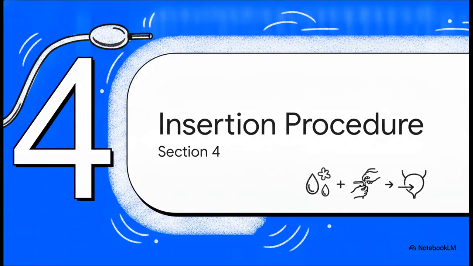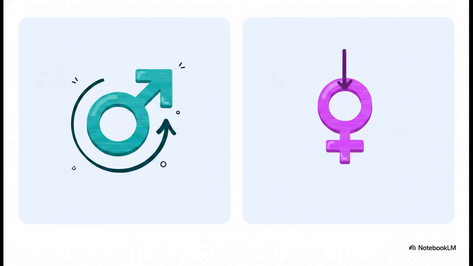Which brings us to Section 4. The actual insertion procedure. You've got to memorize these subtle prep differences because tests will definitely try to catch you on them. For a male patient, they're positioned supine, legs just slightly apart, and you clean the area in a circular motion. Simple enough. But for a female patient, they need to be supine with knees flexed, and the cleaning must strictly happen from front to back. Obviously, that's absolutely crucial to avoid dragging bacteria into the urinary tract.